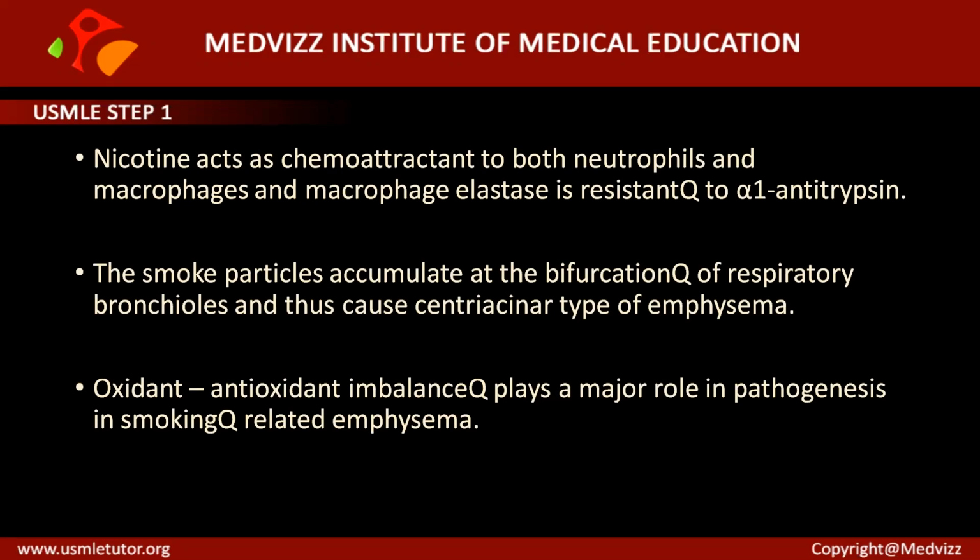And another point, the smoke particles can also accumulate, typically at the bifurcation of the respiratory bronchioles, and because they are stuck at the bifurcation of the respiratory bronchioles, they cause the centriacinar type of emphysema. That's why the anatomical location of centriacinar is because of the smoke particles accumulated at the bifurcation of the respiratory bronchioles.